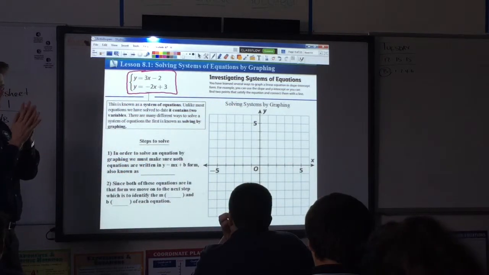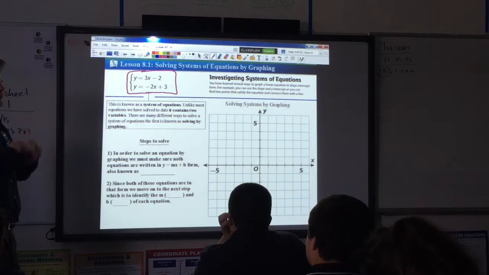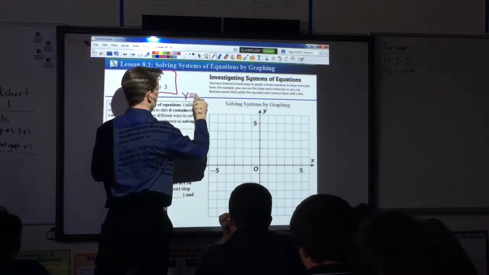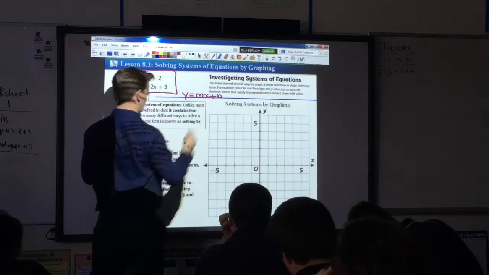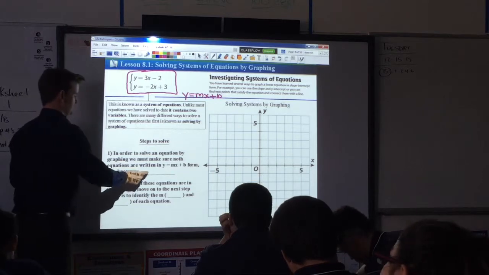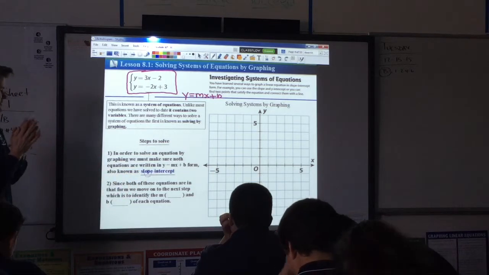Now, if you guys remember back from Module 5, when we graph equations, we want to put them in this form: y equals mx plus b. You know what that's called? That's called slope-intercept form. We want to put them in slope-intercept form.